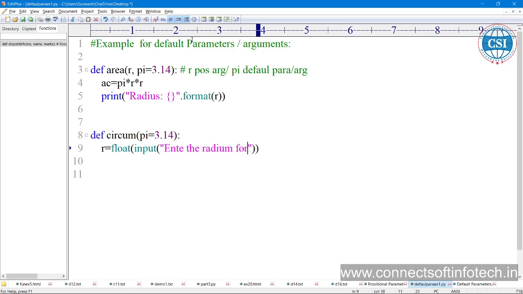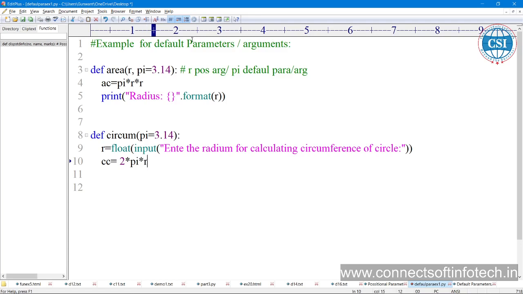Enter the radius for calculating the circumference of circle. Okay, so this radius is to calculate the circumference of circle. So now I am writing here the formula. CC is equal to circumference of circle is equal to 2 pi r. 2 pi r.